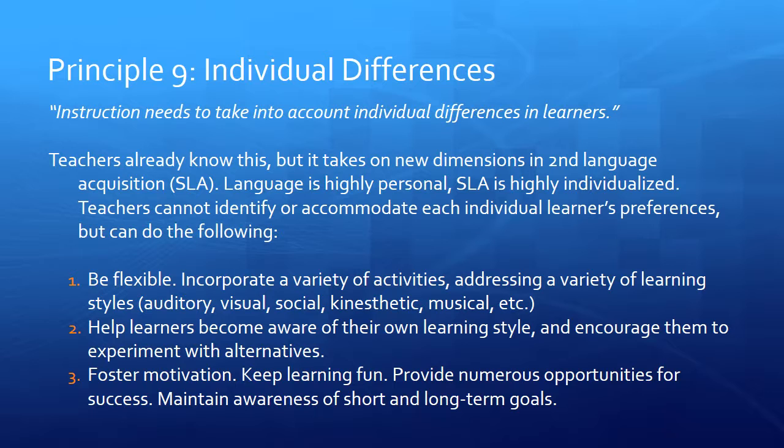We can incorporate a variety of activities using a variety of learning styles: auditory, visual, social, kinesthetic, musical, and so on. By the way, the chapter we'll be doing in the coming week on teaching children just gives so many great examples of this, and you'll see those and read about them. We can help learners become aware of their own learning style. This is called metacognition. Students becoming aware of their own thinking, right? Thinking about how they think, how they learn, learning about how they learn. Encourage them to experiment with alternatives, to try new ways.